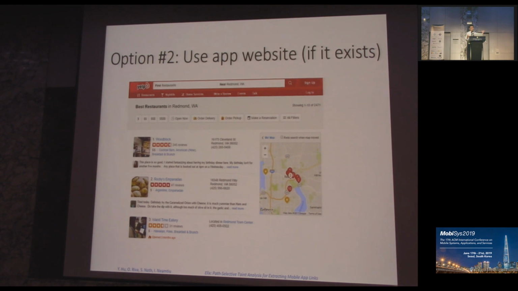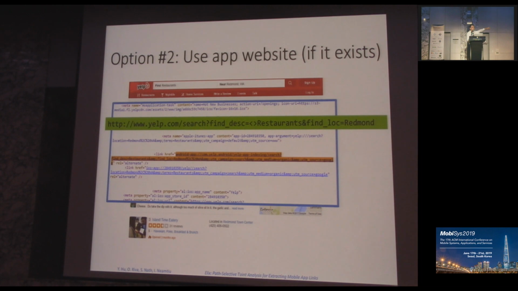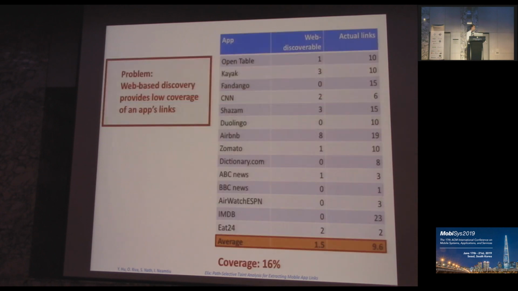Another approach is to look at the counterpart. Look at the app's website, if the app has a website. Not many apps have websites. So for instance, this is the Yelp website, and if you look at the source, you see that actually there's a link there that gives you the parameters. So you have the parameters, you can guess the link, so to speak. The problem is not many websites that are app counterparts expose these links. So we did a study on the top 14 most popular apps that have a website counterpart, and the result is even though the apps can have up to 10 or 20 links, only one or two are exposed in practice, so coverage is really, really low. On average, 1.5 links are exposed, but 9.6 links exist.